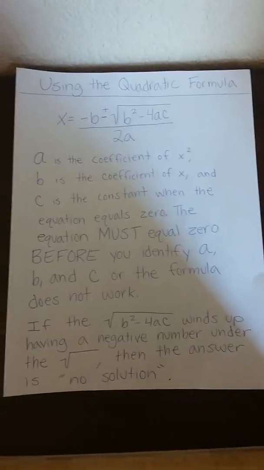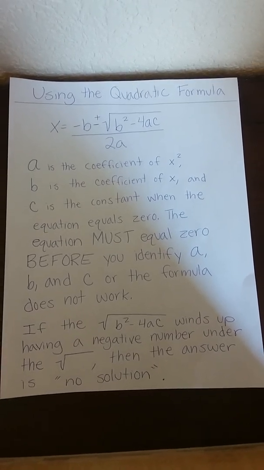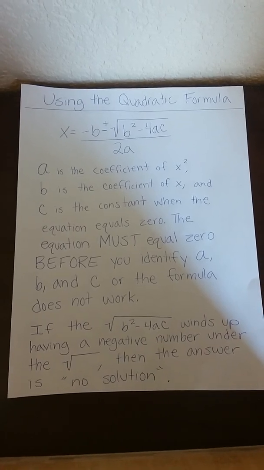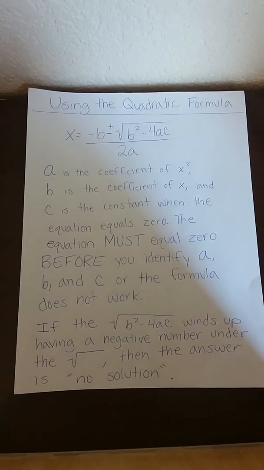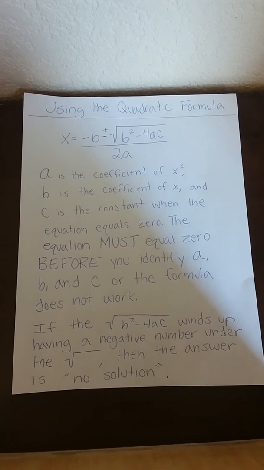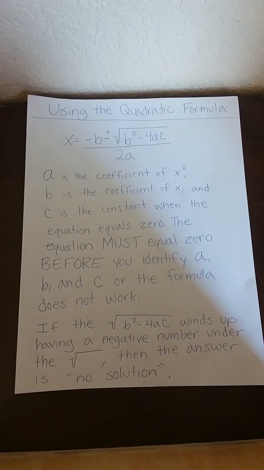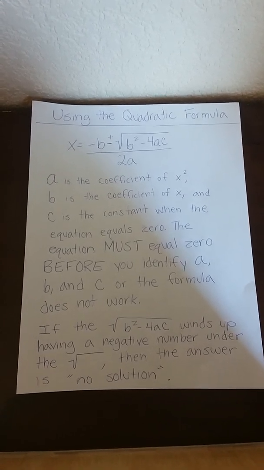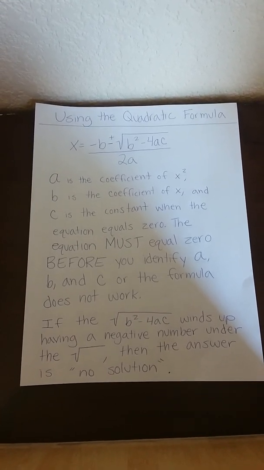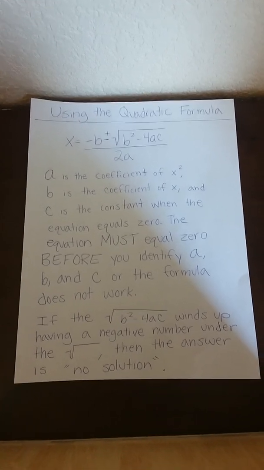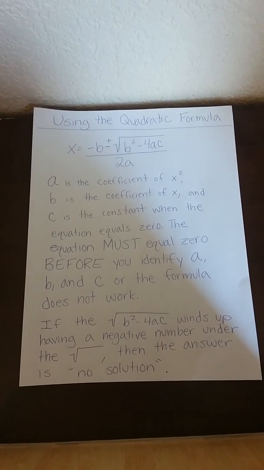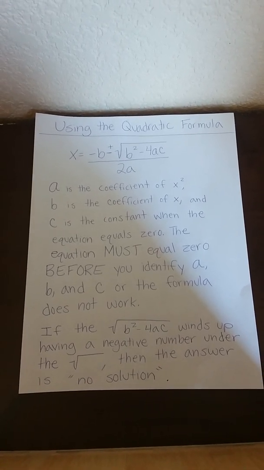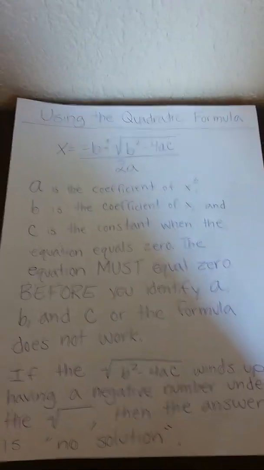If the square root of b squared minus 4ac winds up having a negative number under the square root sign, then the answer is no solution. You can't have the square root of a negative number because no number squared would give you a negative. If you try to find the square root of a negative number, your calculator will give you an error. When you get an error, it's because you tried to find the square root of a negative number, which doesn't exist, and so you should just write no solution. All right, let's look at an example.